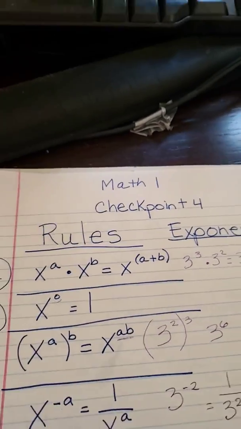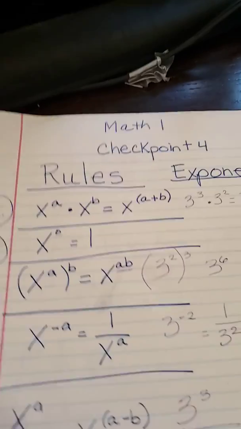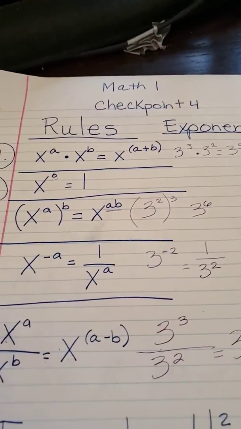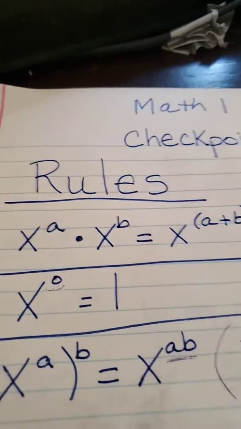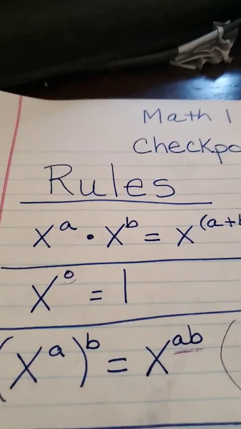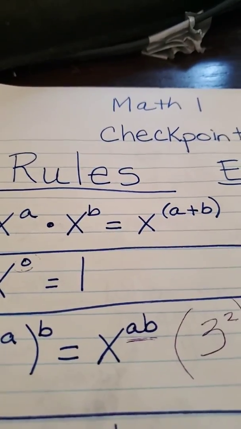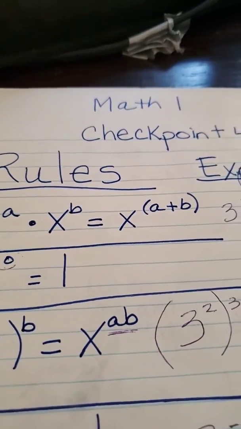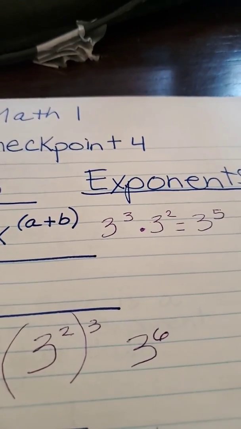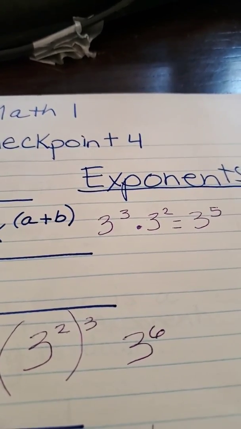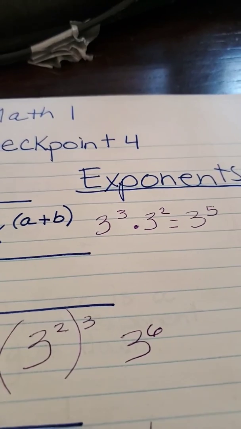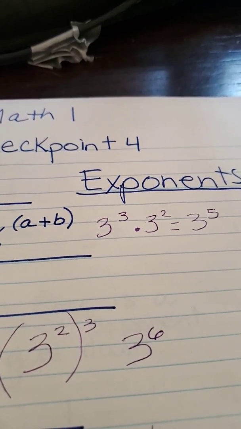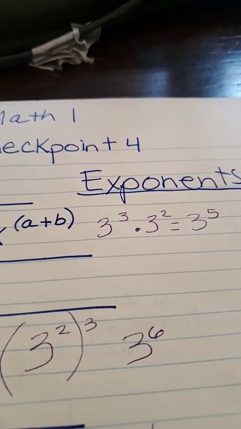So now we're looking at math checkpoint 4, rules of exponents. Okay, so for the first rule, we have x^a times x^b equals x^(a+b). So an example would be 3 to the third times 3 to the second equals 3 to the fifth. How did I get 5? I just added 3 plus 2.